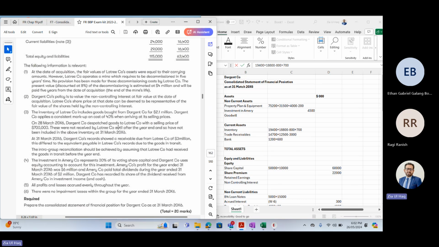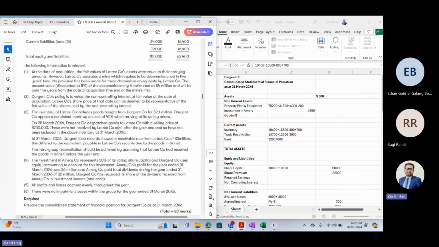The investment in Emery company by the parent company represents 30% of its voting share capital. They acquired 30% of Emery company. That's why there is an investment given in the balance sheet. This is 30% of its voting rights share capital, and Dargent company uses equity accounting to account for this investment.